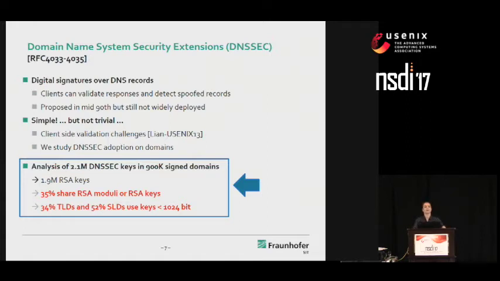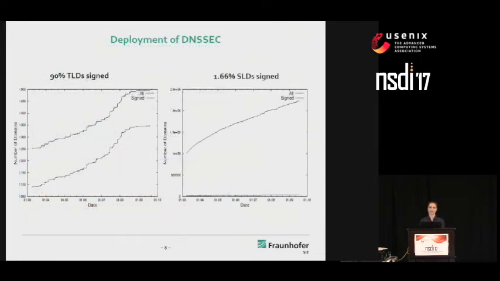So what we did, we analyzed 2.1 million DNSSEC keys in 900,000, almost 1 million signed domains. We focused on RSA keys because this is the majority. And we found that actually many of the signed domains are vulnerable to attacks. Not the signed domains, but the customers using the signed domains. Even if they validate DNSSEC, they're vulnerable to attacks. So let's look at the statistics.